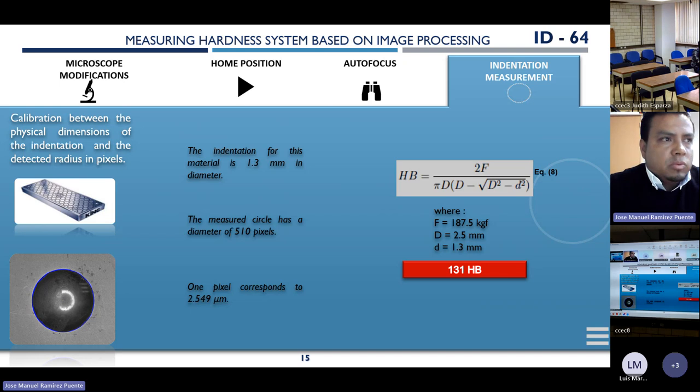The calibration between the physical dimension of the indentation and the radius measurement in pixels was carried out using a calibration standard of 131 HV, which has a measurement of 1.3 millimeters for the diameter. The diameter in pixels is 510 pixels. So each pixel corresponds to 2.549 millimeters.